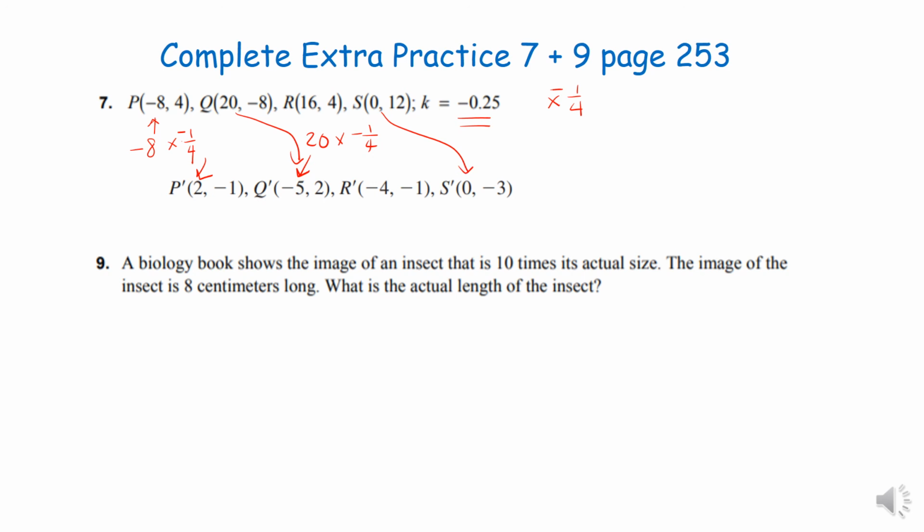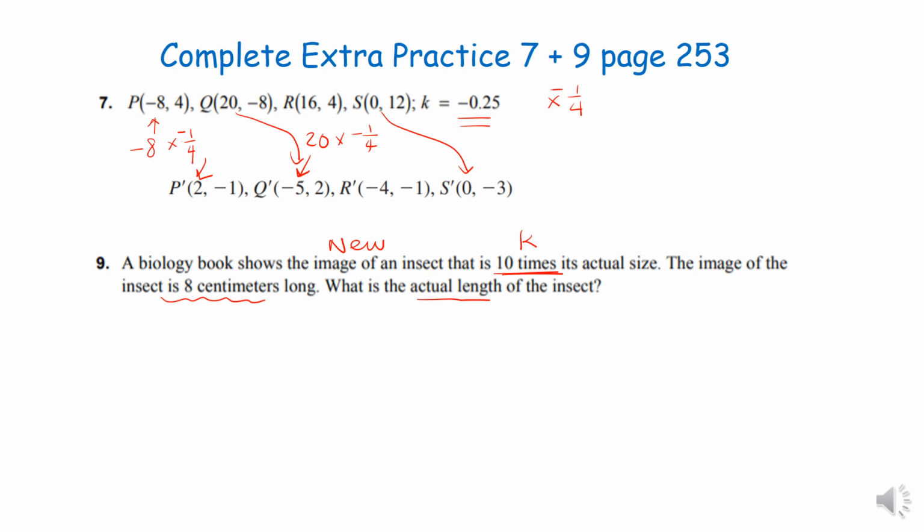Okay? Now, we have a biology book that shows the image of an insect that is 10 times its actual size. So the image is the new image, right? And the 10 times is our scale factor. The image, the new picture, is 8 centimeters long. What is the actual length of the insect? So how big is it really?